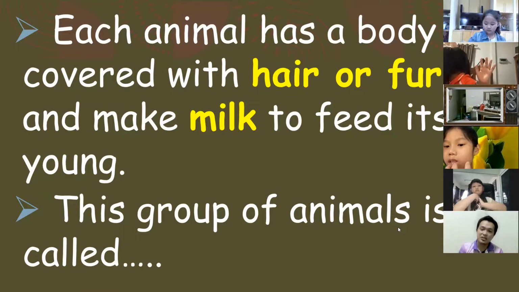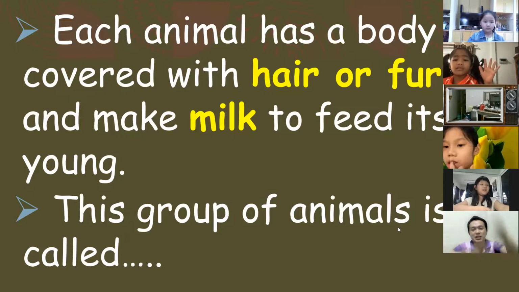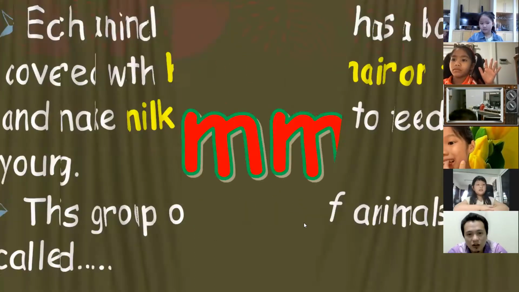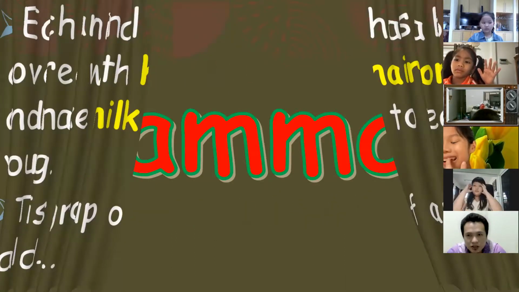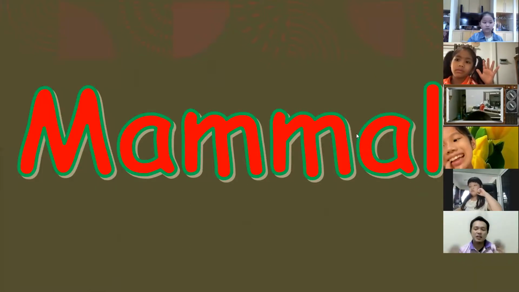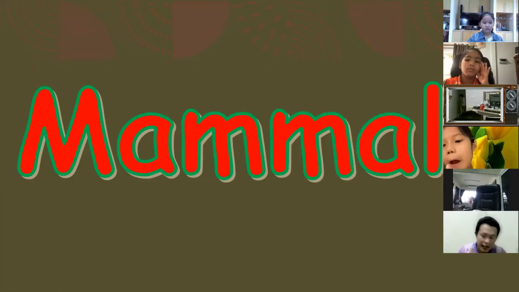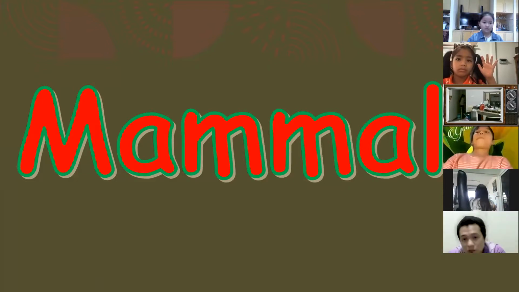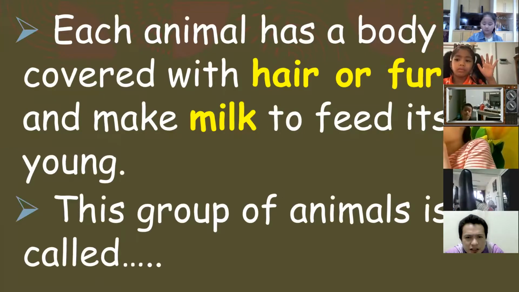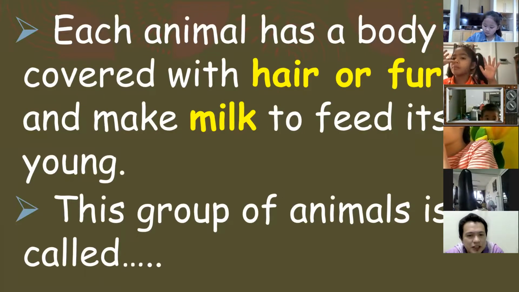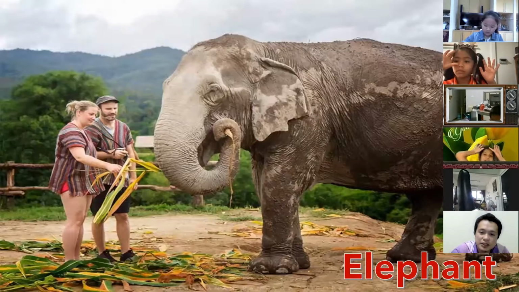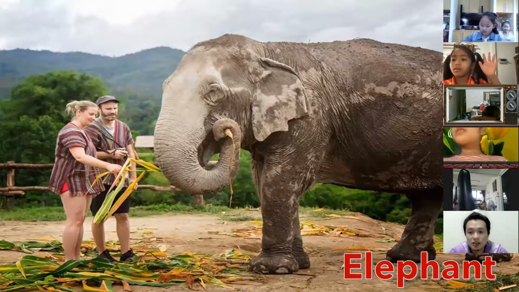If you keep clicking the reaction buttons, your face will pop up in the first section. So this animal is called mammals. Okay. These animals have milk usually, and of course are covered with fur or hair like that. And what is the definition again? The body is covered with fur, and also the feet. Okay. So for example, we have elephant. Yes, elephant feeds their young with milk.